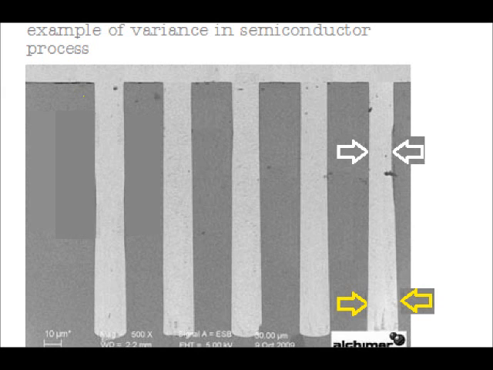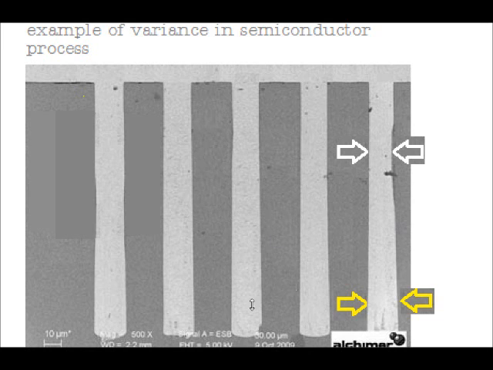Now, an example of the variance in the semiconductor process is shown here. Here you see that they are trying to create metal lines or fingers of metal lines which are of the same length and width. But as you can see very clearly, the width at this junction, at this point, is much thinner than the width at this point. So it is difficult to produce a uniform width in the semiconductor process.